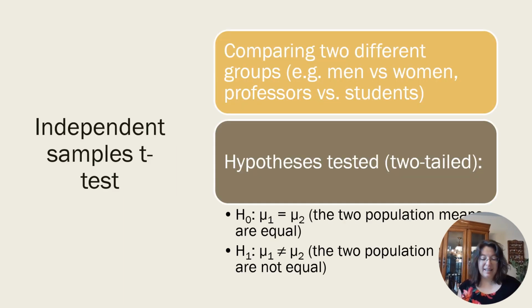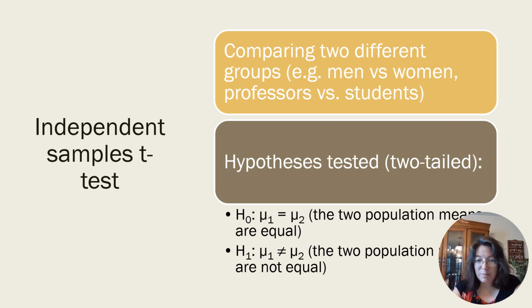Okay, next type of t-test is the independent samples t-test. So this is where we're going to compare two different groups. For instance, we might compare men versus women or professors versus students. And the hypothesis being tested is that the two population means are going to be equal, or our alternative hypothesis is that the two population means are not going to be equal.